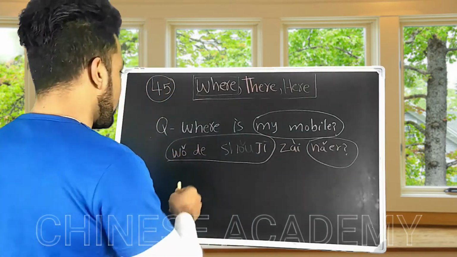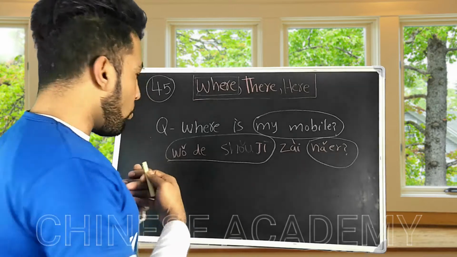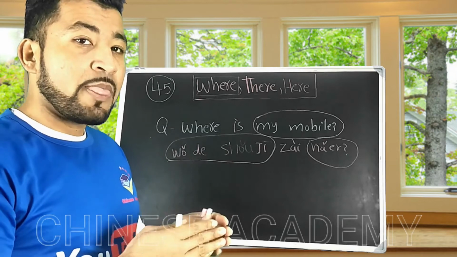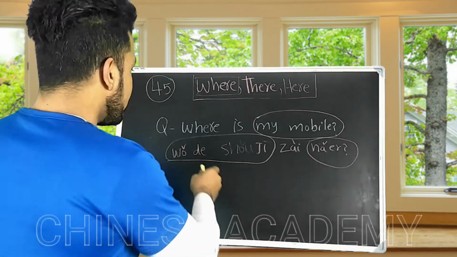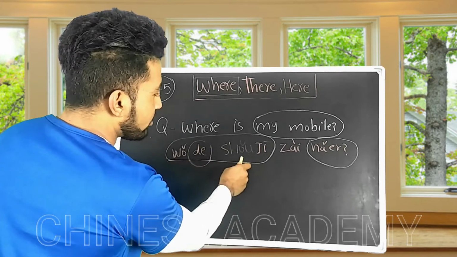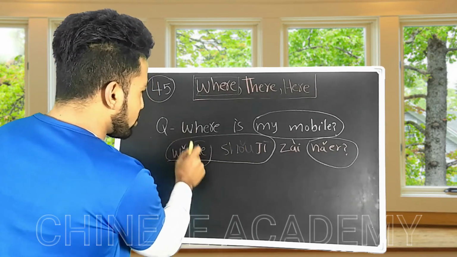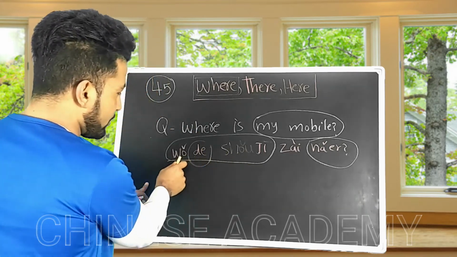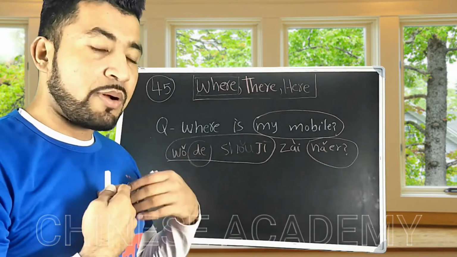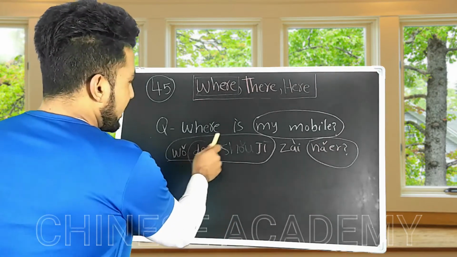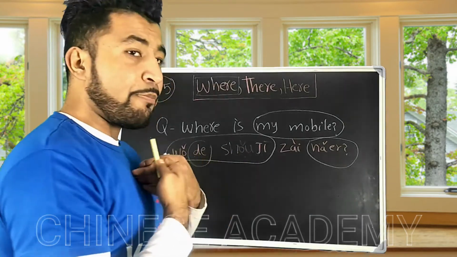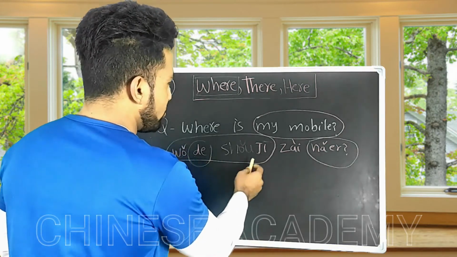Where is my mobile? 我的, 我 means I, and 的 is actually a particle word used for the subject pronouns. This word indicates something belonging to this person. For example, I'm talking about the mobile, so this word shows that this thing belongs to this person, because I'm asking a question about my thing, about my mobile. 我的 means my, 我的手机 means my mobile phone.